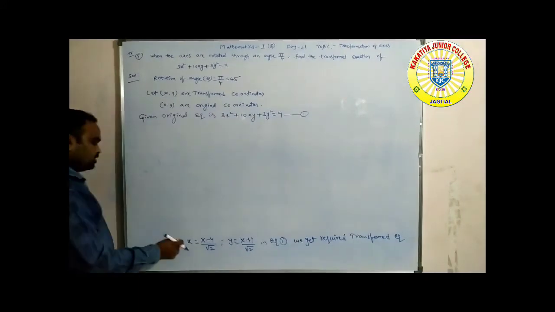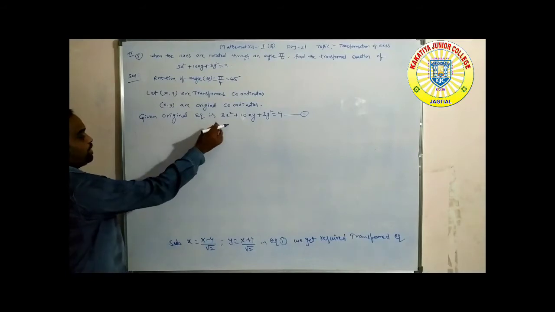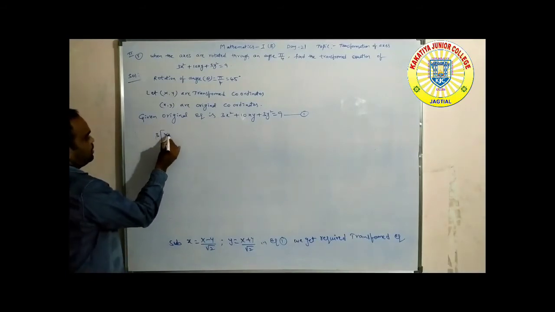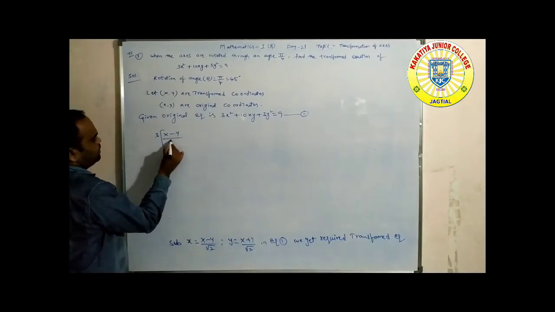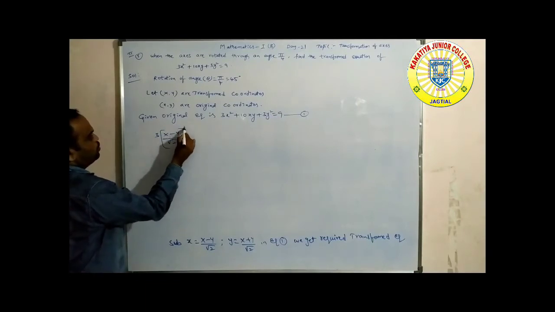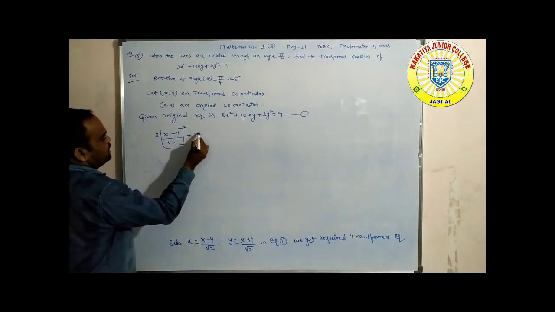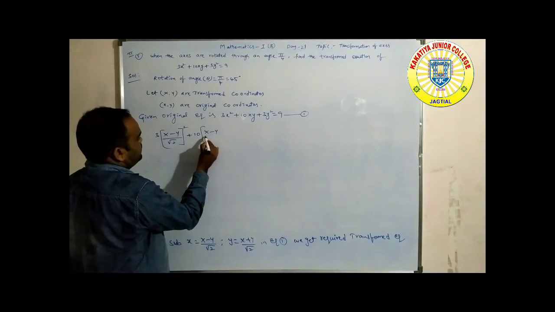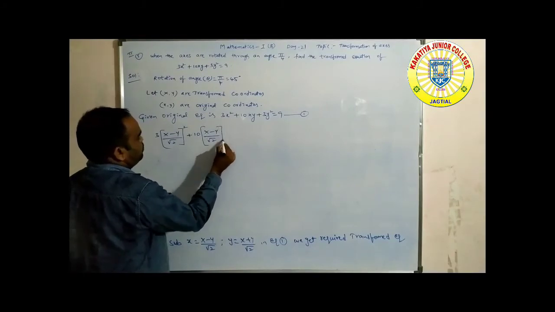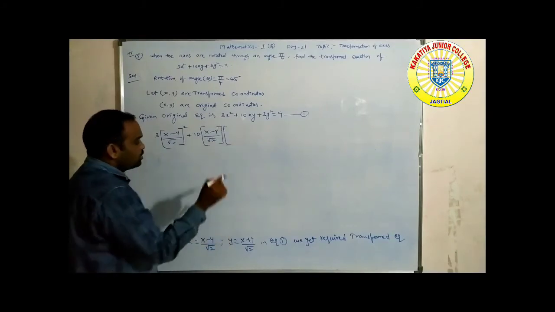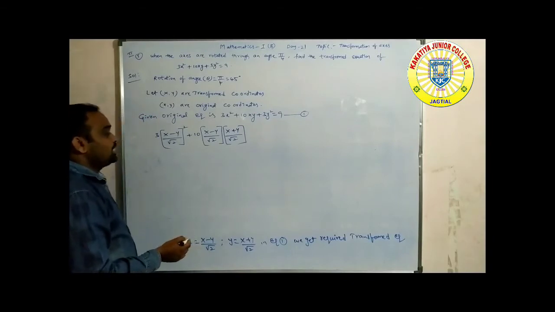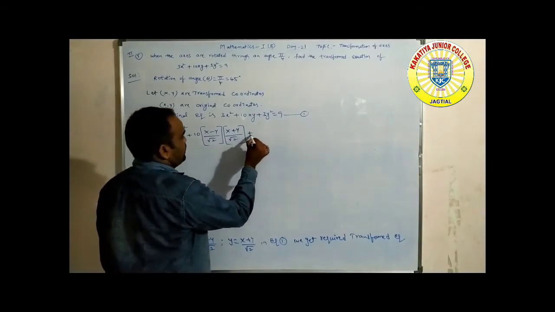See here. Small x is equal to capital X minus capital Y by root 2, and in this equation we are substituting: 3 into capital X minus capital Y by root 2 whole square, plus 10 into small x, which is capital X minus capital Y by root 2, into small y, which is capital X plus capital Y by root 2, plus 10xy plus 3y square.